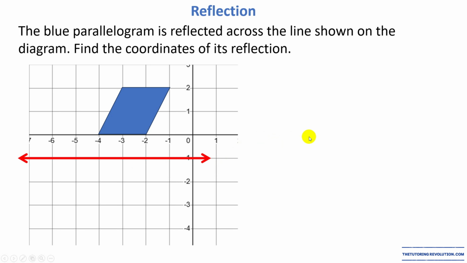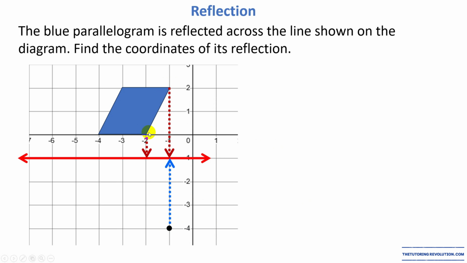So to find the coordinates of the reflection, we say this vertex has a distance of 1, 2, 3 towards the red line. So the reflected point of this vertex is going to have the same distance, 1, 2, 3, but on the other side of the line.